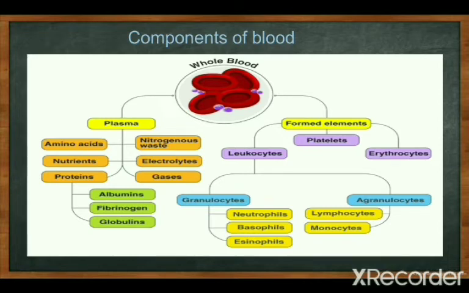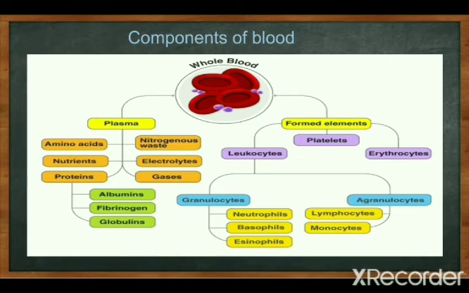The birthplace of RBC is the bone marrow. The lifespan is about 120 days. If we discuss the shape, it is biconcave, denucleated, and disc-like.